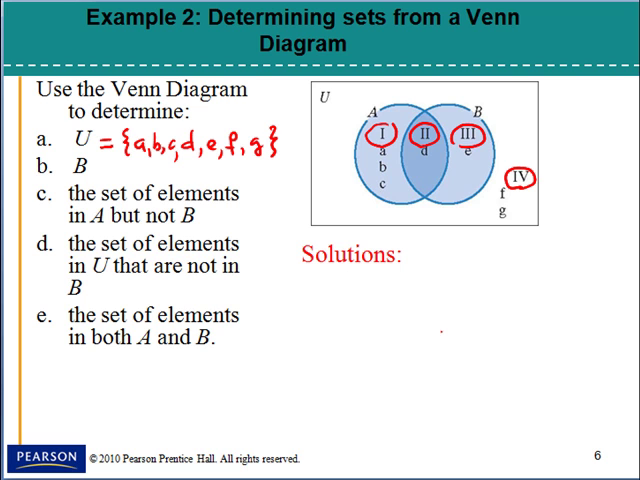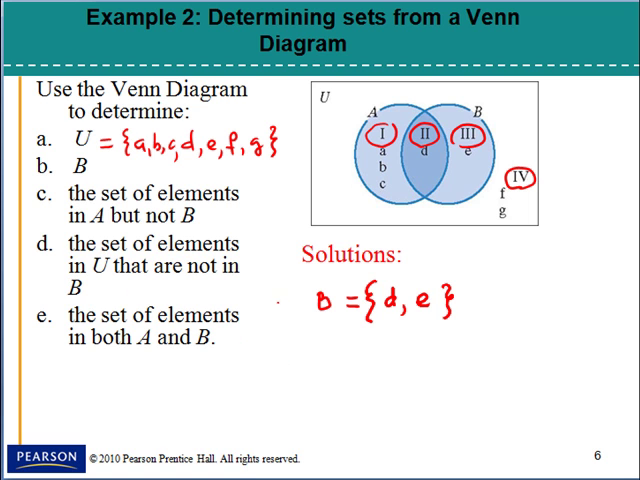Now, I'm looking for set B. I don't have a lot of space, so let me go here. The set B will be the set containing regions 2 and 3, which contain elements D and E. That is set B.